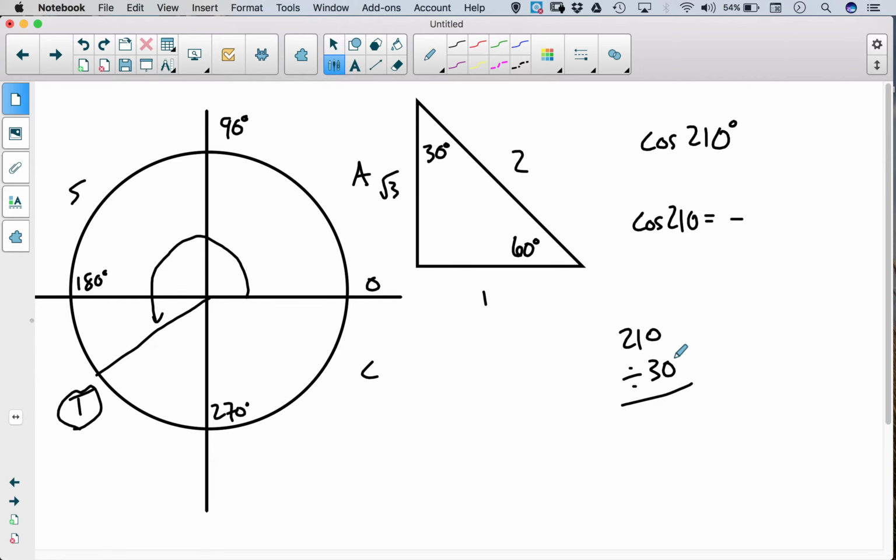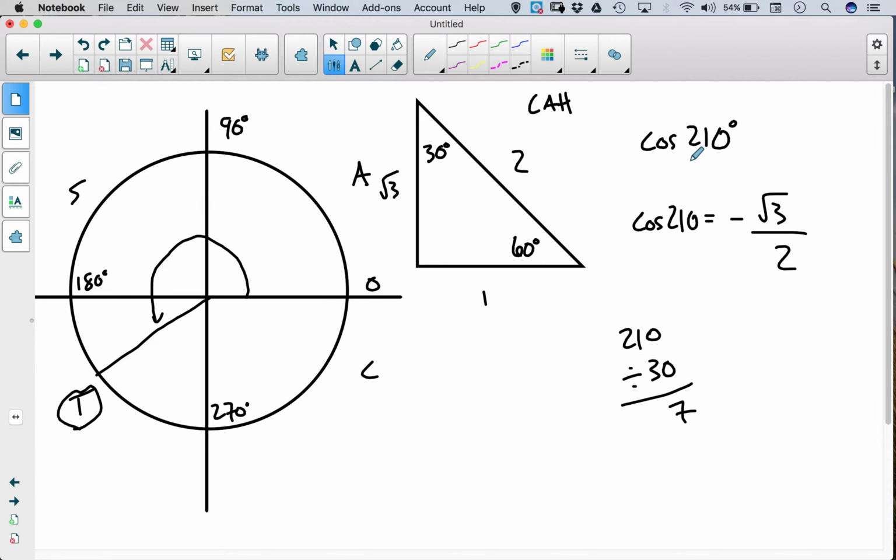Okay, so if I divide my 210 by 30, that would equal 7. So it is divisible by 30, so that means I will use my 30-degree angle as my reference. So that means my cos, remember cos is CAH, right? C-A-H. So the adjacent here is going to be my root 3, and my hypotenuse is 2. So cos of 210 will equal negative root 3 over 2.